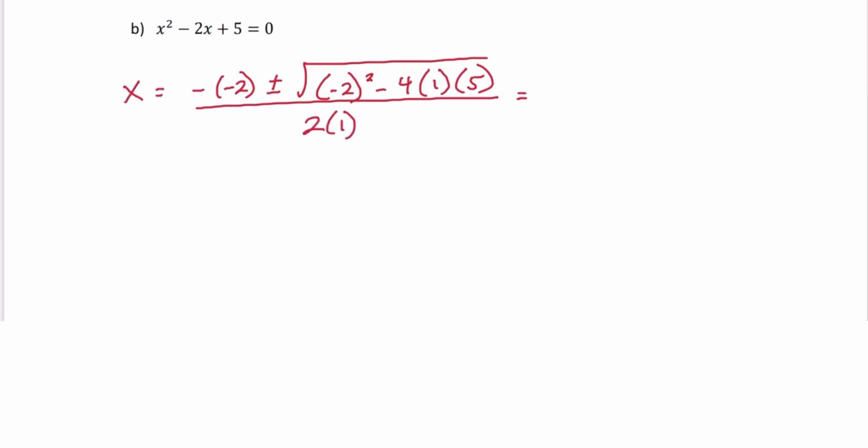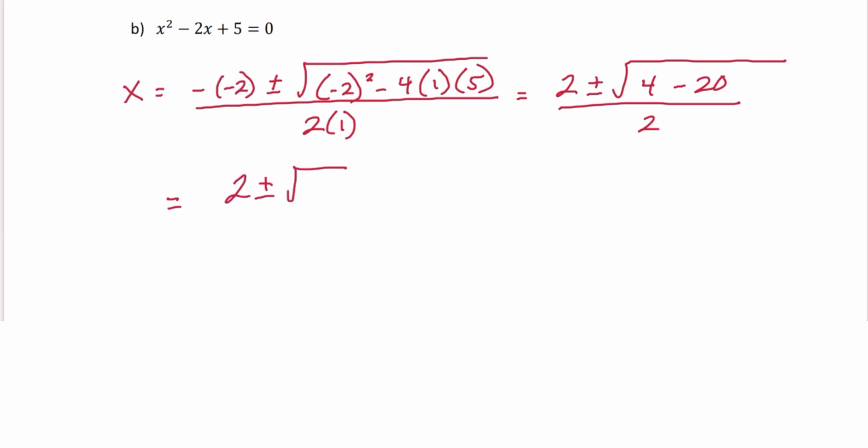Simplifying this, we get 2 plus or minus the square root of 4 minus 20, all over 2. We now have 2 plus or minus the square root of negative 16 over 2.